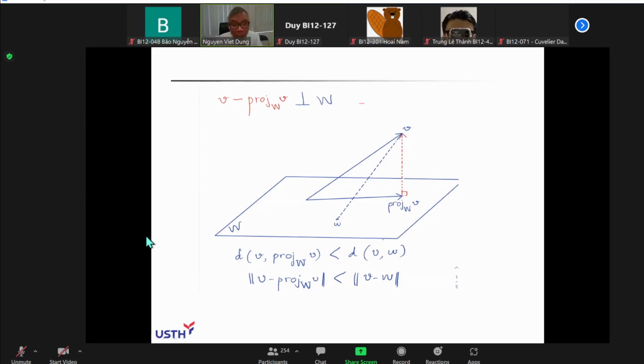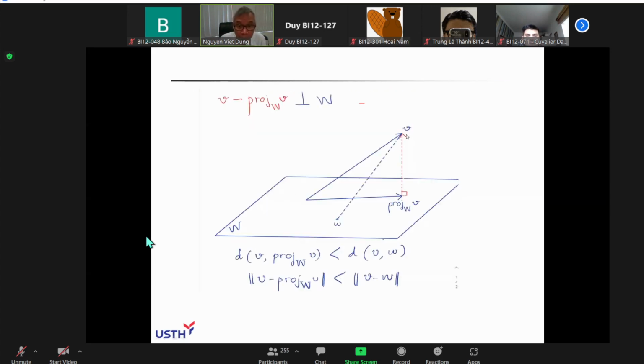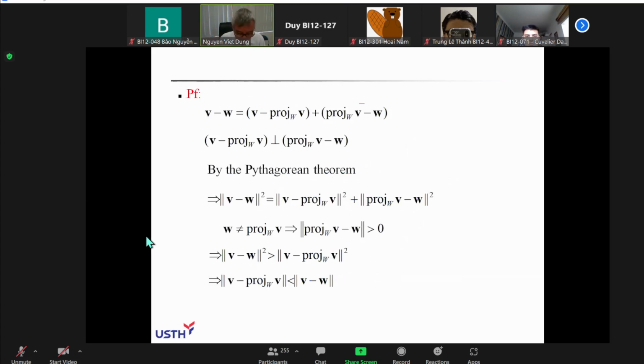That is the meaning of the inequality I wrote in the previous slide. That is an inequality, and it is explained here. The length of the vector here, or the norm of the vector here, is always less than the norm of that vector. That is very easy for us if we see the picture. And here is some explanation using the Pythagorean theorem. So you need to read it by yourself.